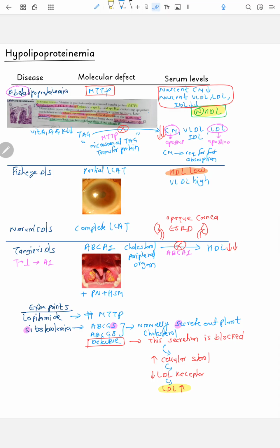Today we are going to discuss hypolipoproteinemia. See, if you know this topic properly and get the questions correct from this topic, your rank will boost up. Okay, so this becomes important.